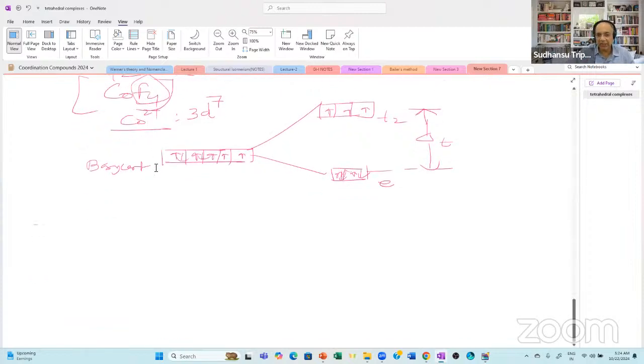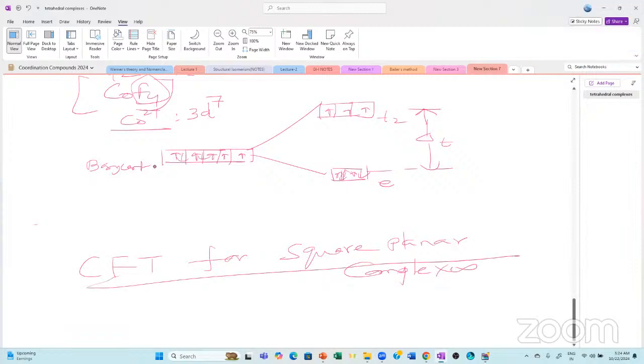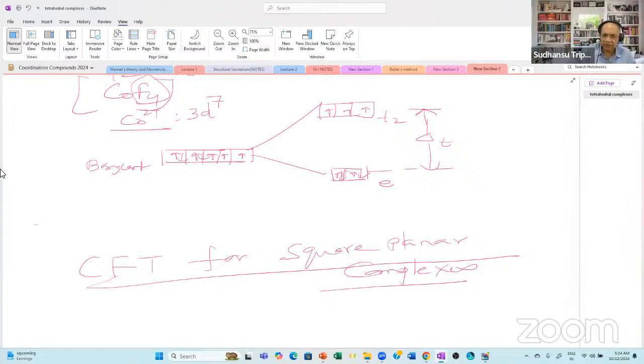Then we will study crystal field theory, CFT, for square planar complex. I think the time has come to study CFT for SP complexes. What is SP? Square planar complex.